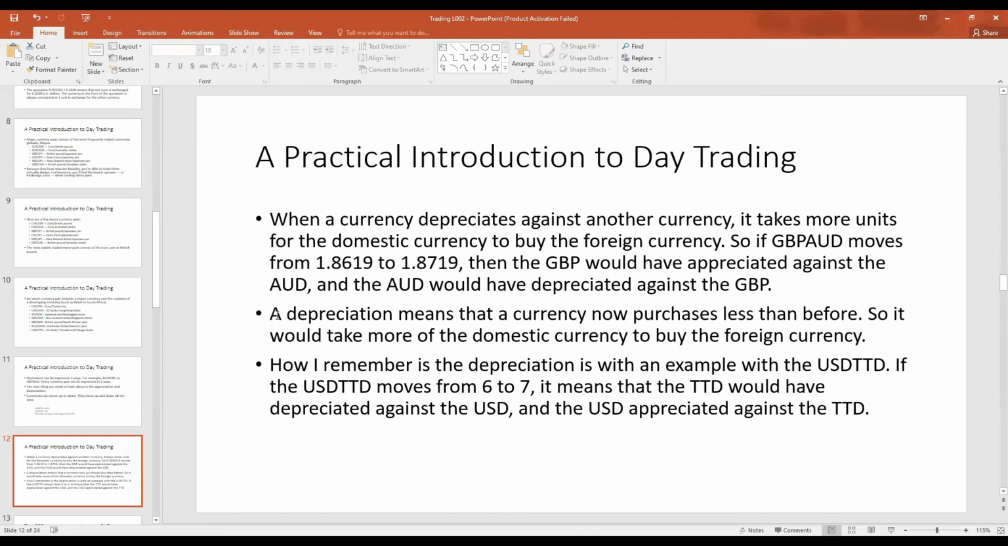When a depreciation occurs, it means that a currency now purchases less than before. So it will now take more units of the domestic currency to buy units of the foreign currency. This is why I gave you the example of the USD TTD. If the USD TTD moves from 6 to 7, it means that the Trinidad and Tobago dollar would have depreciated against the United States dollar.